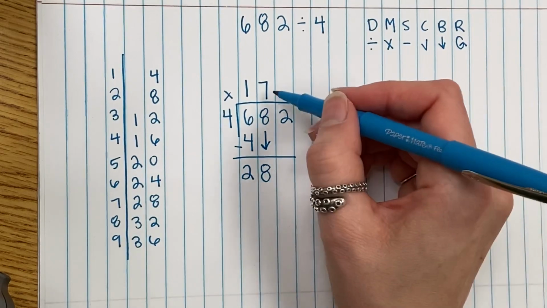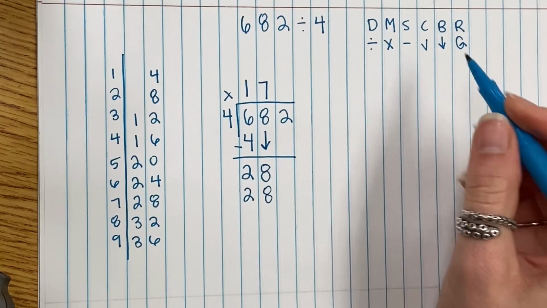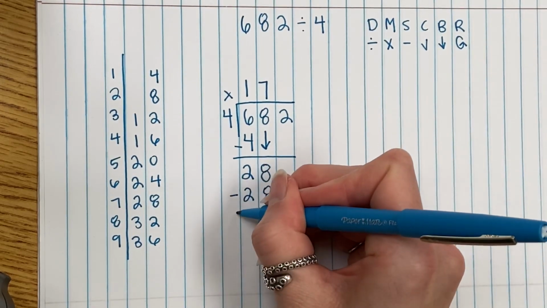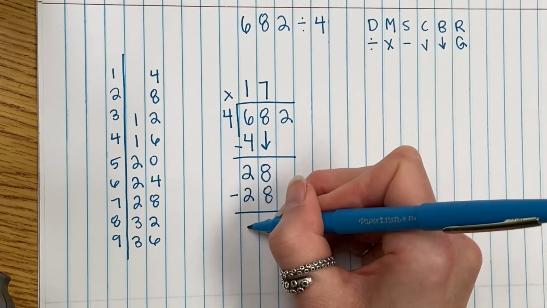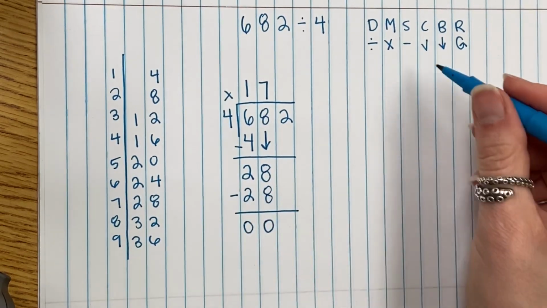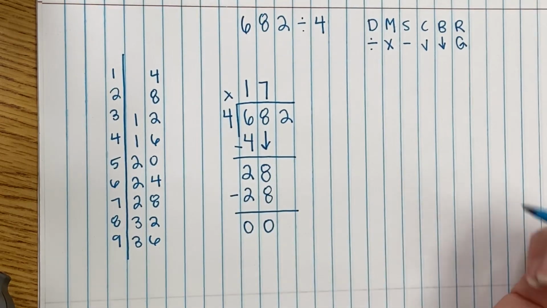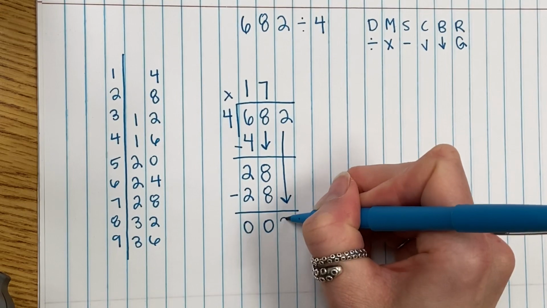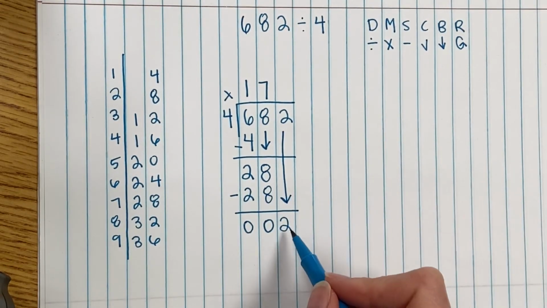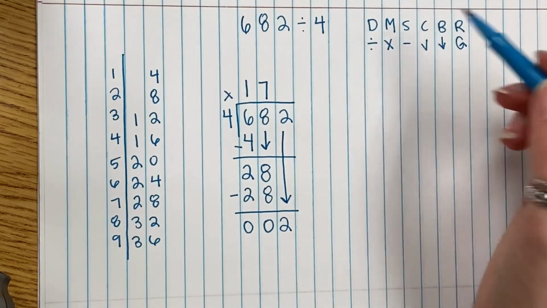After I divide, I can multiply. 7 times 4 is 28. After I multiply, I'm going to subtract. 8 minus 8 is 0. 2 minus 2 is 0. Then I can check, is my remainder of 0 smaller than my divisor of 4? If it is, I can go ahead and bring down the next digit from my dividend. And my new dividend is 2. So I'm going to repeat my steps one more time.